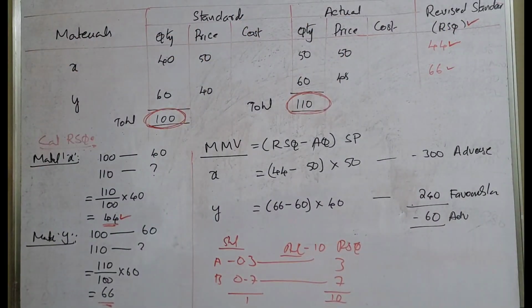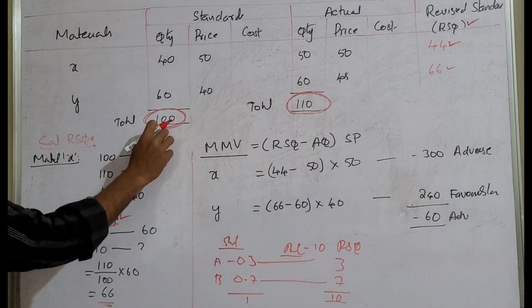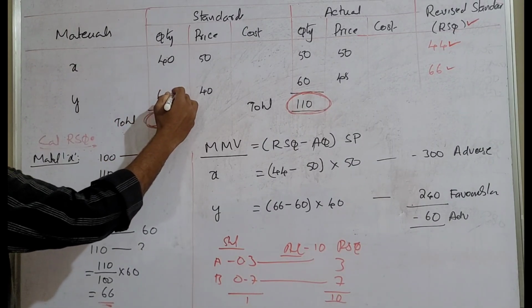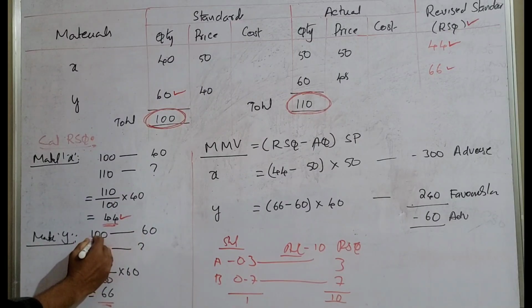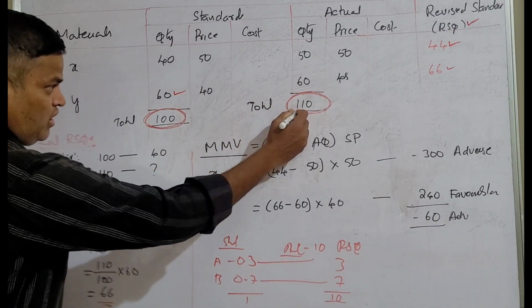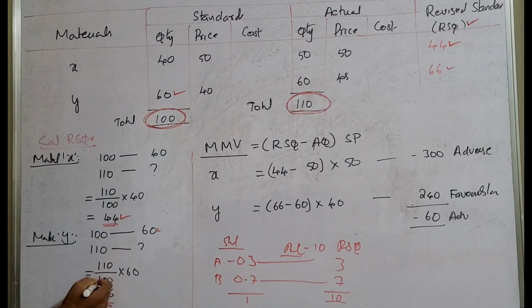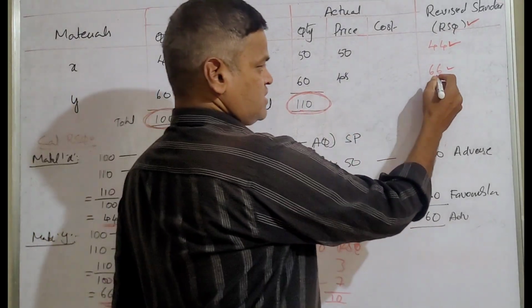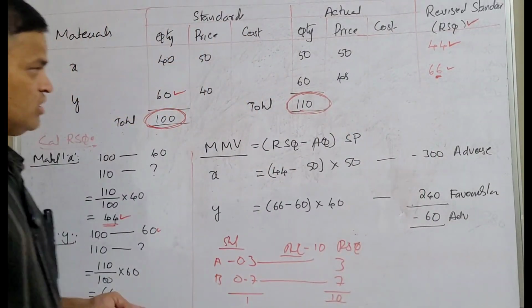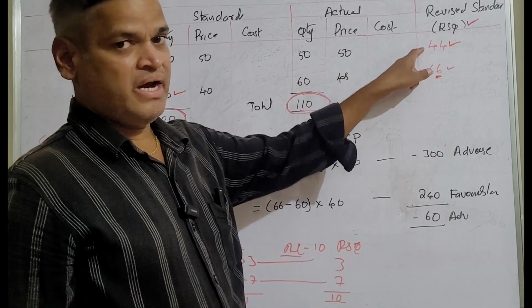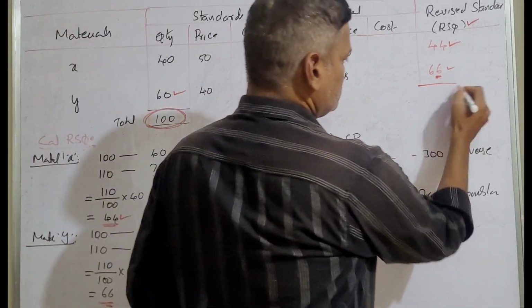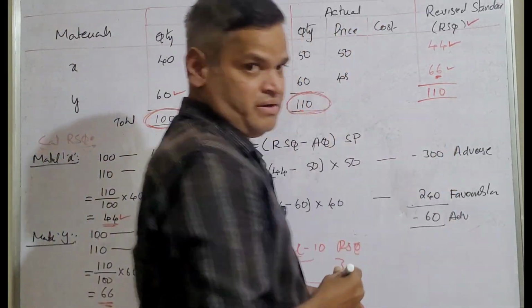Then we have to calculate the revised standard quantity for Y. When the total standards are 100, Y material is 60. When the total is 110, what should Y be? 110 divided by 100 into 60 gives a revised standard quantity of 66. So we have the revised standard quantities of X and Y, and this total should be the same, 110.